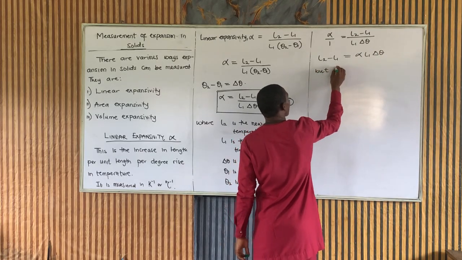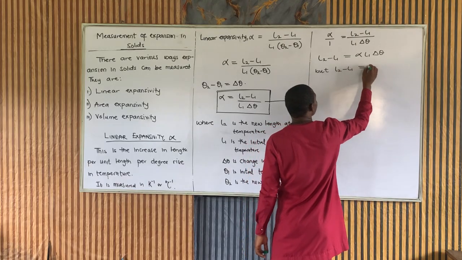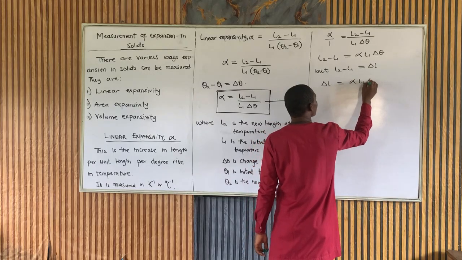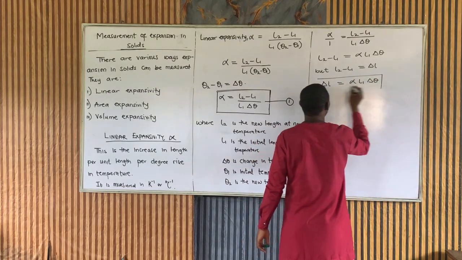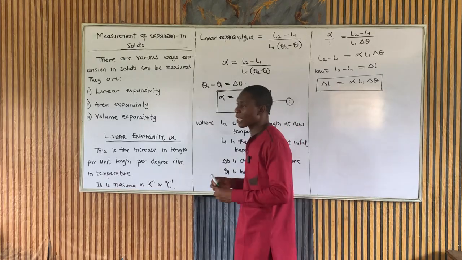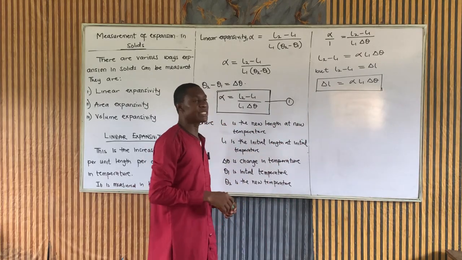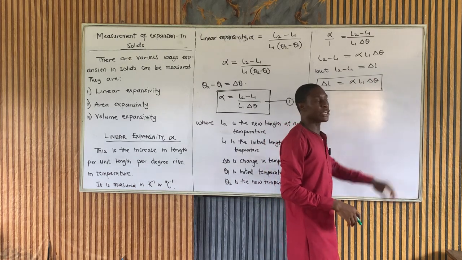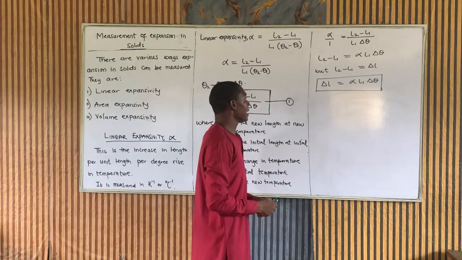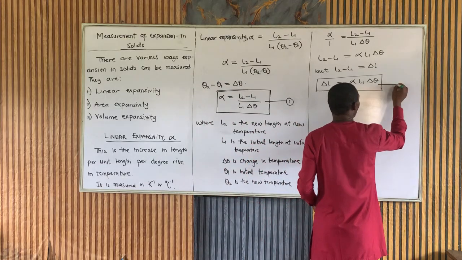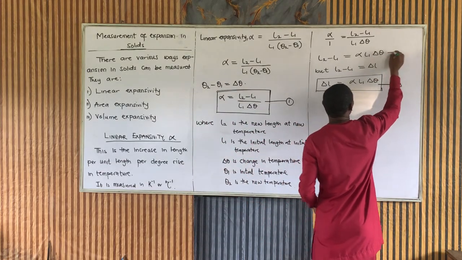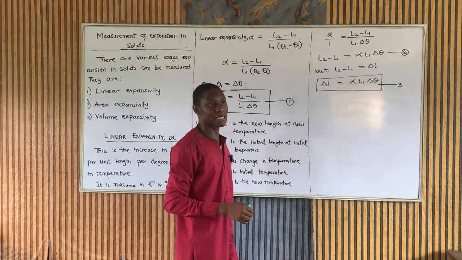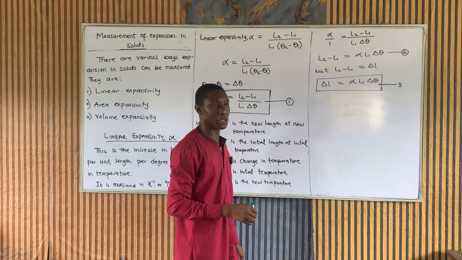But we all know that L2 minus L1 can also be written as change in length. So we can say change in length is equal to alpha L1 change in temperature. This is another formula which we can use, because sometimes the question can say calculate the change in length. Change in length is simply linear expansivity times the initial length times change in temperature. Again, I can call this equation 3 and call the earlier one equation 2.